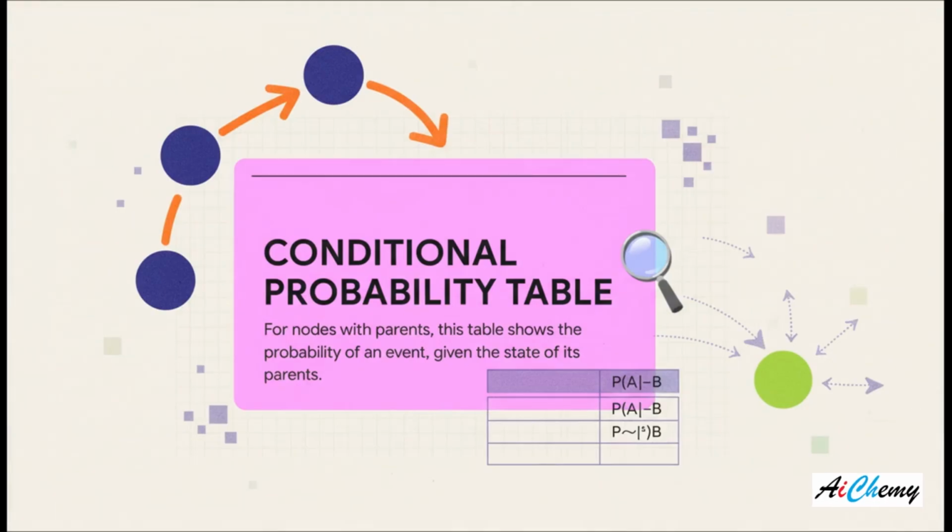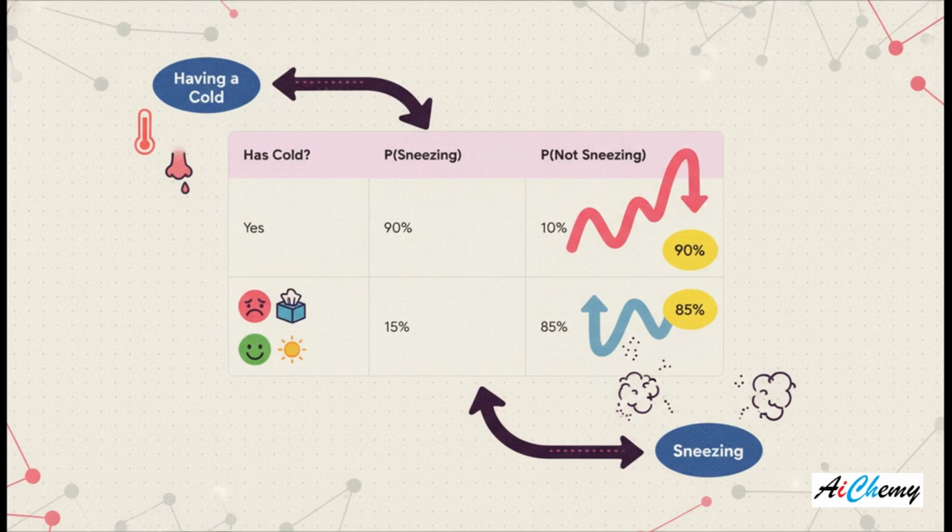Okay, but what about the other nodes, the ones that do have parents? Well, their chances depend on their parents, and we capture that relationship in something called a conditional probability table, or a CPT. Think of this table as the brain of the relationship. It holds all those if this, then that probabilities. And this table, right here, this is really the heart of the whole thing. Look at this. It's telling us that if you do have a cold, there's a whopping 90% chance you're going to be sneezing. But if you don't have a cold, well, that chance plummets down to just 15%. See? The network now understands the actual strength of that connection.